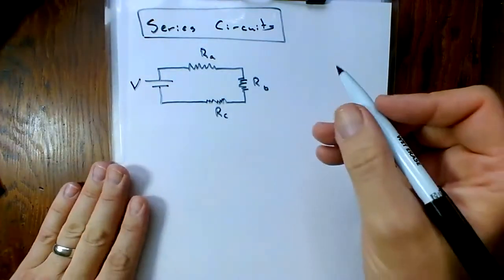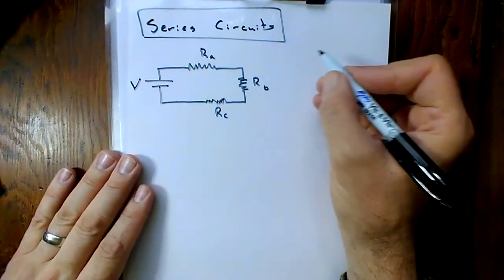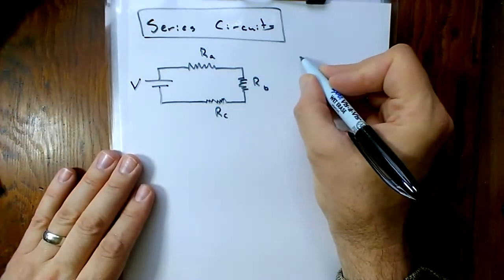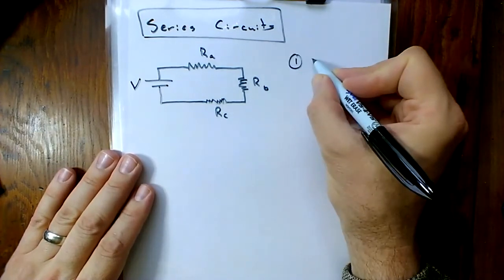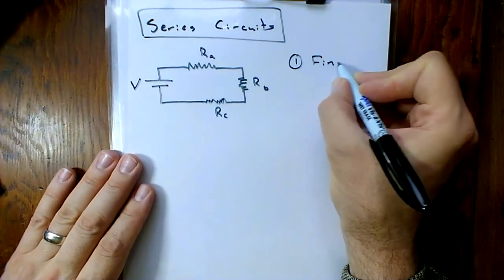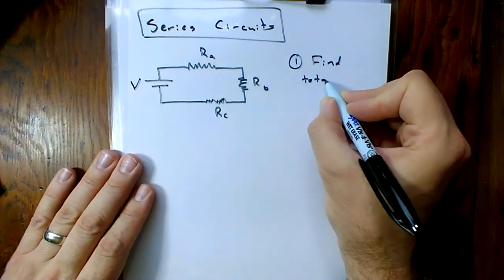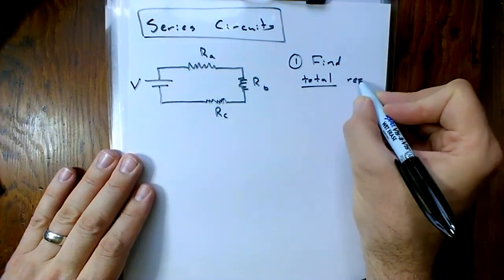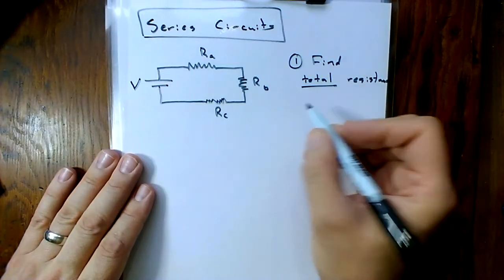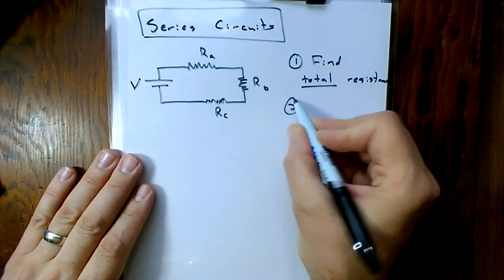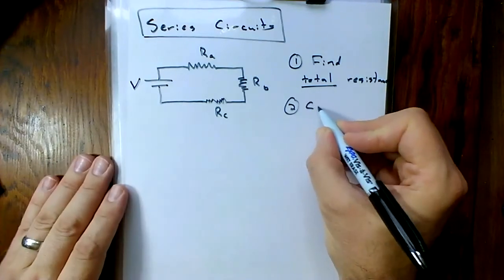Now, when you're doing this, there's a couple things that we're going to need to do. So the first thing I'm going to tell you to do is, one, we're going to find the total resistance. Step two, we're going to calculate the current through the circuit.